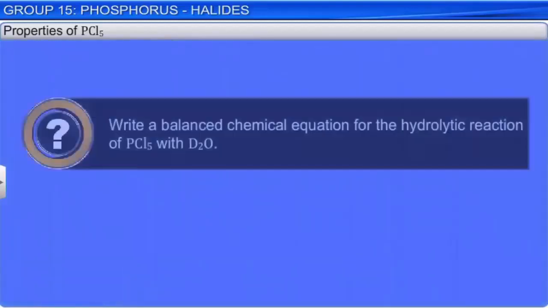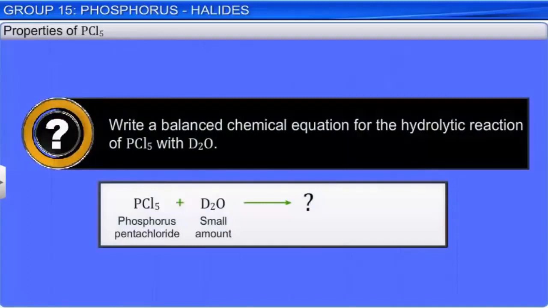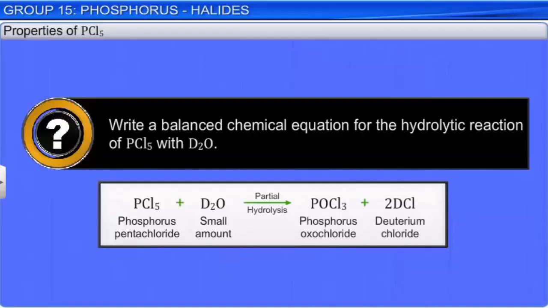Now, write a balanced chemical equation for the hydrolytic reaction of phosphorus pentachloride with heavy water. Try this on your own before looking at the answer. Here are the balanced chemical equations for the reactions of phosphorus pentachloride with small amounts of D2O and excess of D2O.